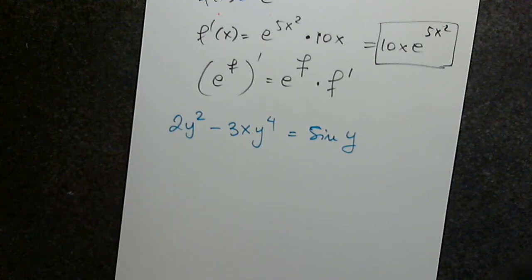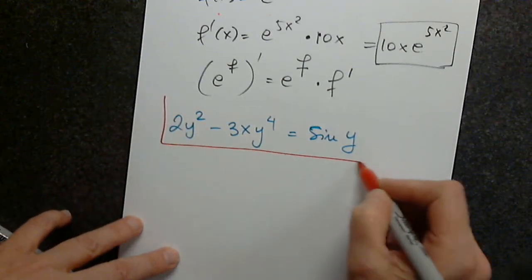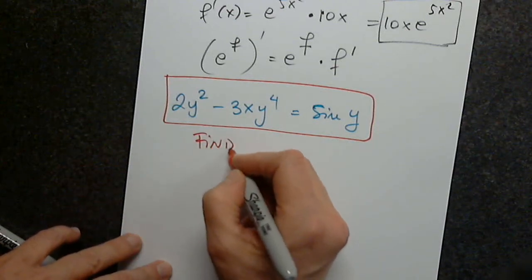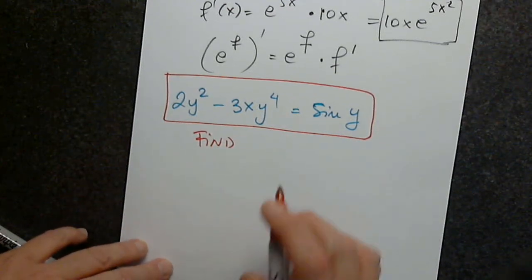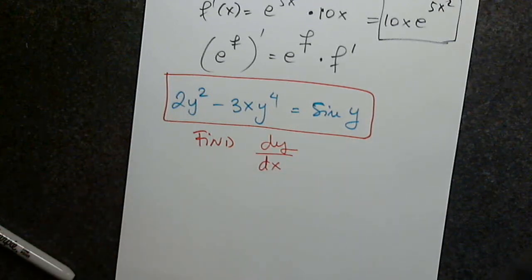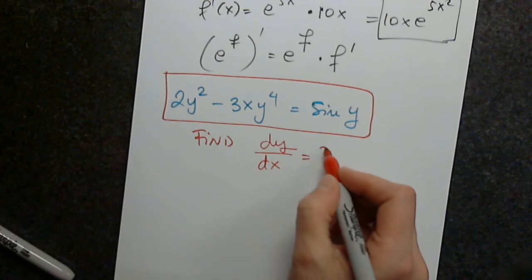And you can say, what is this? And I'm going to say, given this equation, find, I'm not going to write y prime. I'm going to write the notation that we should be using now. I'm asking you to find dy over dx.